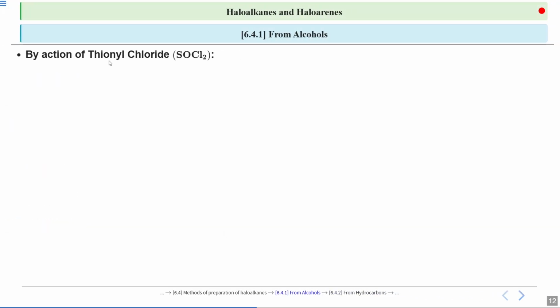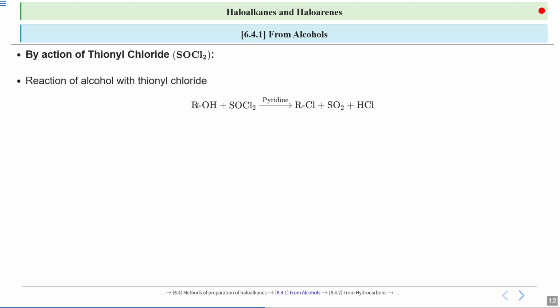by the action of thionyl chloride. Now this is another method that you can prepare the haloalkanes from the alcohols. Reaction of alcohol with thionyl chloride, SOCl2. So when alcohol reacts with SOCl2 in the presence of pyridine, you are getting RCl, that is alkyl chloride, and SO2 and HCl as side products.